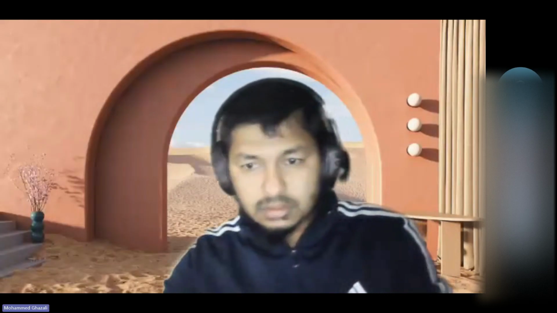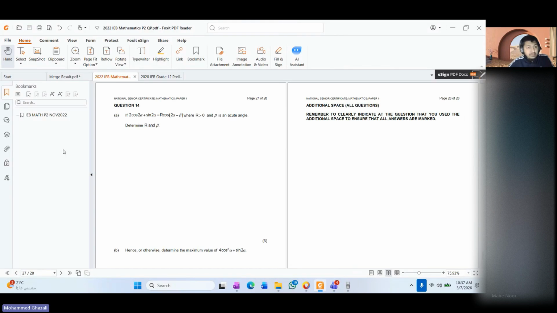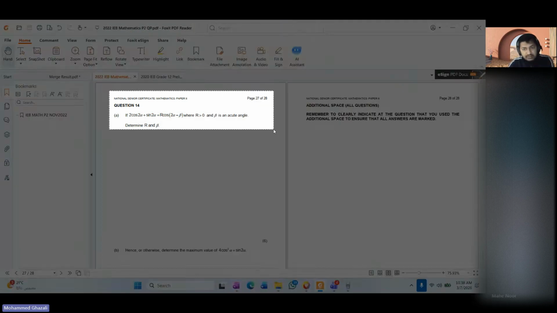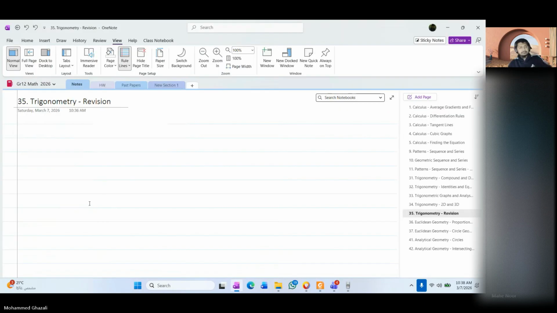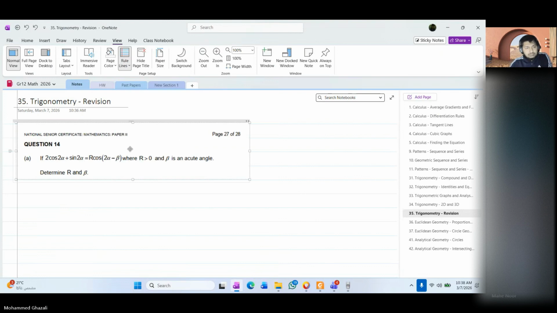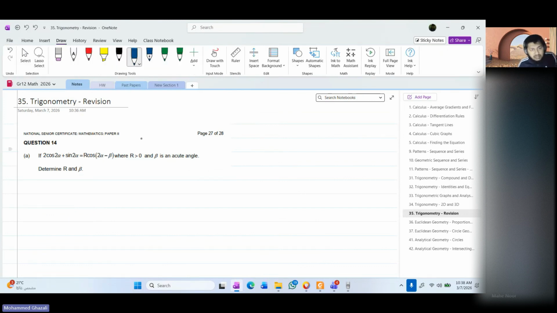Revision. So let us have a look at some of the questions that we encounter. This is coming from the November 2022 IEB math paper. Have a look at this question, see what it says. It is 6 marks. Remember, you need to use all your knowledge of trigonometry to solve this.